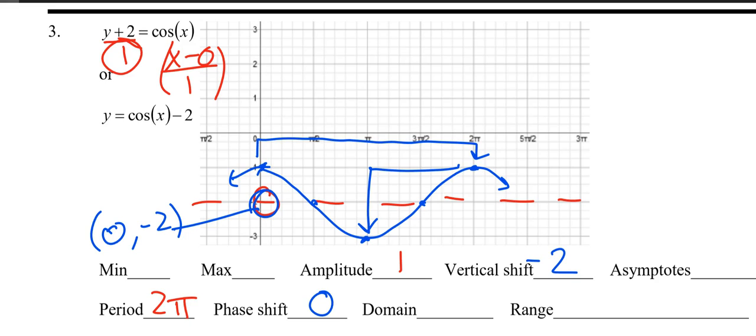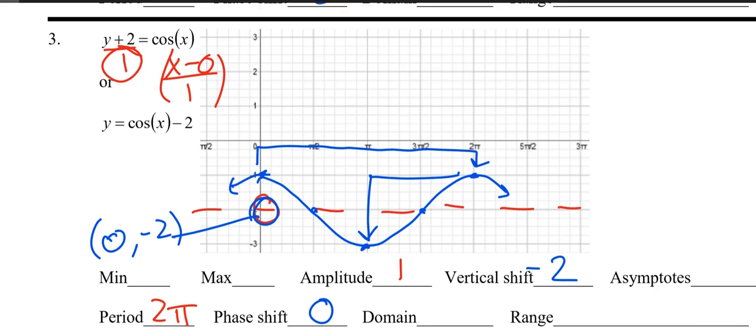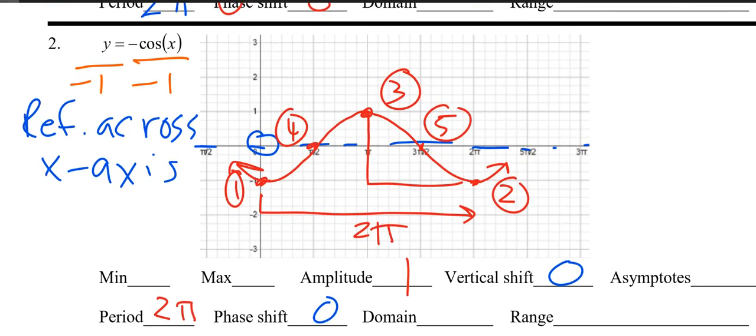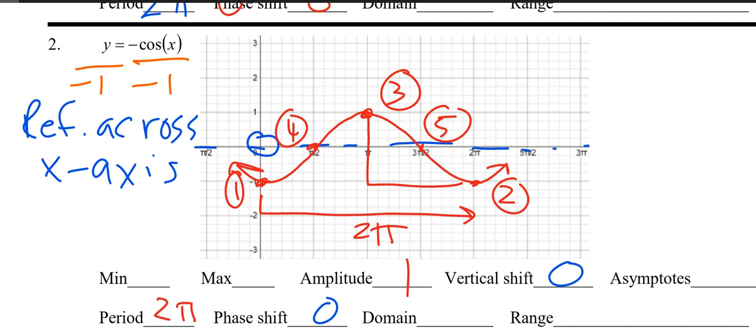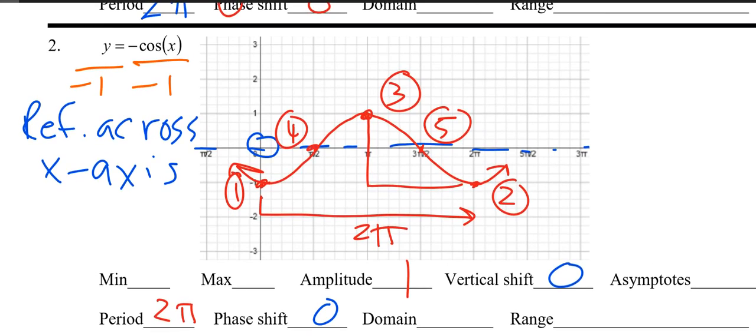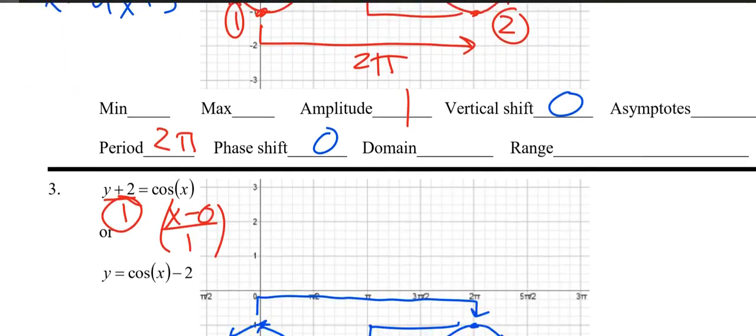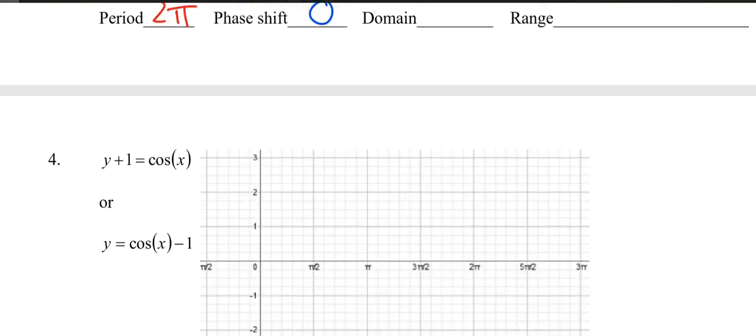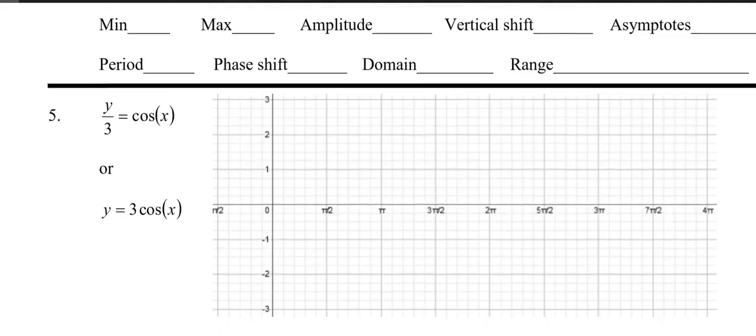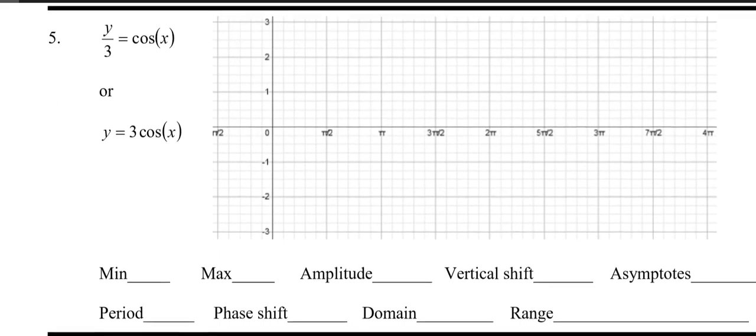Question. Sorry, but for the negative cosine, what was the HK? That was 0, 0. Okay, because there'd been no shifting left and right and no shifting up and down. Let's go to 5.